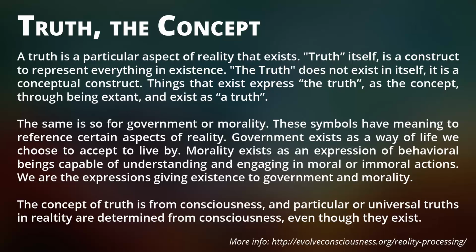The concept of truth is from consciousness, and particular or universal truths in reality are determined from consciousness, even though they exist. So I've said it before, a truth can exist, but if you don't know it's there, then it's not a truth for you, even though it's something that exists in reality. If it's an unknown, it's not something you know, therefore it's not knowledge, therefore it can't possibly be a truth. And if you want to imagine it as a truth, well then you can imagine it as a truth, but is it a known in reality? Did you verify it as a piece of something in existence that's demonstrable, that's verifiable, through a methodology of some kind? No? Well then don't call it a truth.